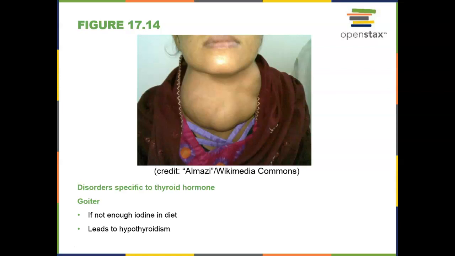And most often we see these goiters in individuals that don't have iodine in their diet. So in the US, we don't tend to see these types of goiters very often, but they can occur. Another goiter that is more commonly seen in the US is a toxic goiter. So that's a goiter associated with hyperthyroidism, which I'll talk about in a few minutes.